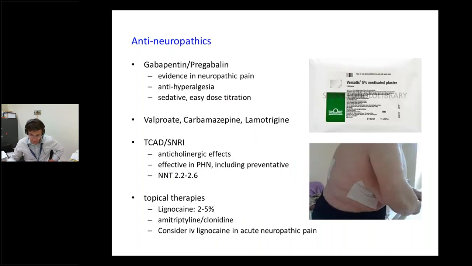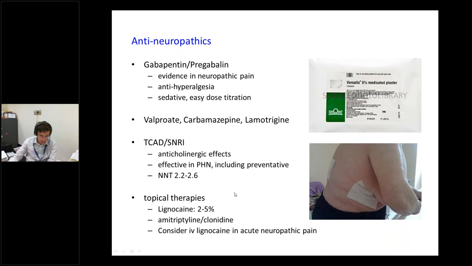Antineuropathics are the mainstay of pharmacological treatment in MS. They include gabapentin and a tricyclic. And in general, it's a combination, but they also might include possibly a topical therapy. This group doesn't work particularly well in central pain, but these are second line: lamotrigine, carbamazepine, valproate.